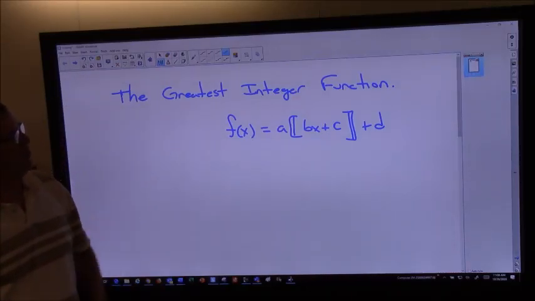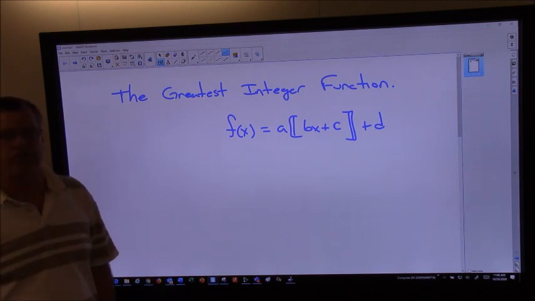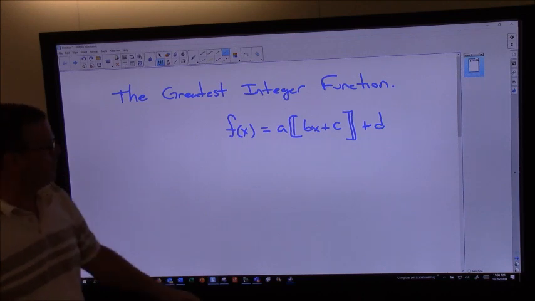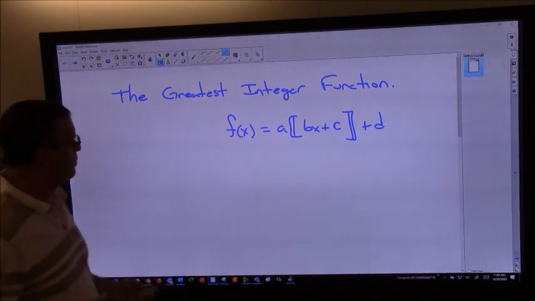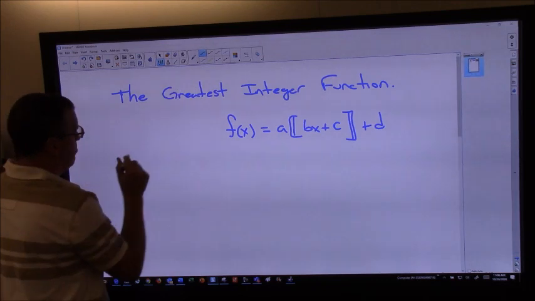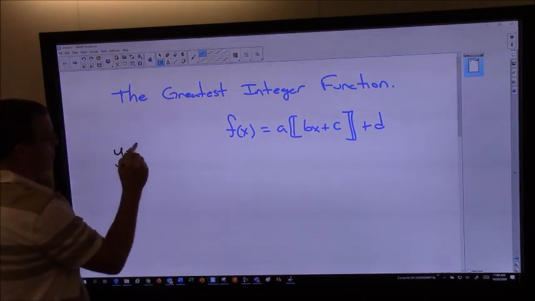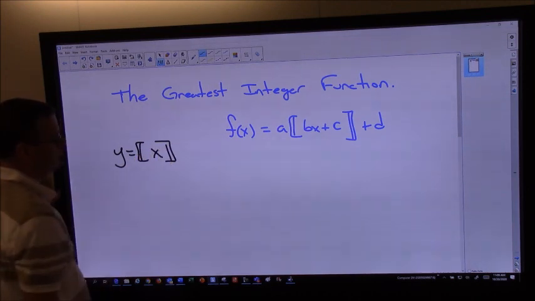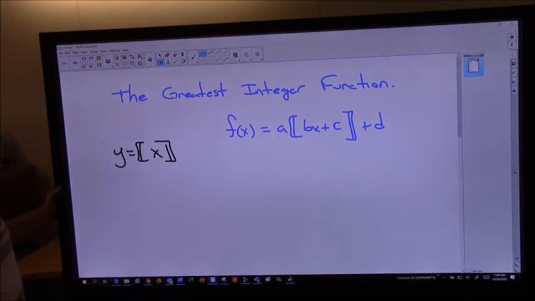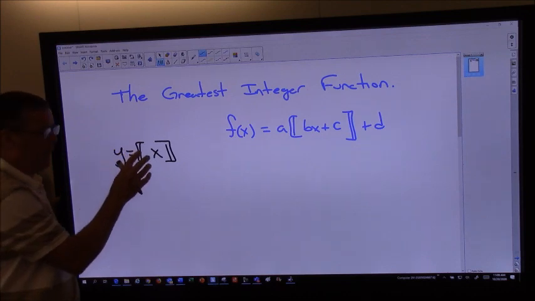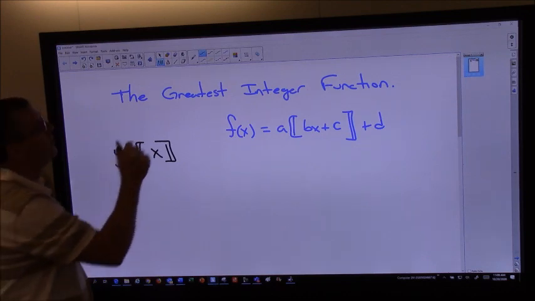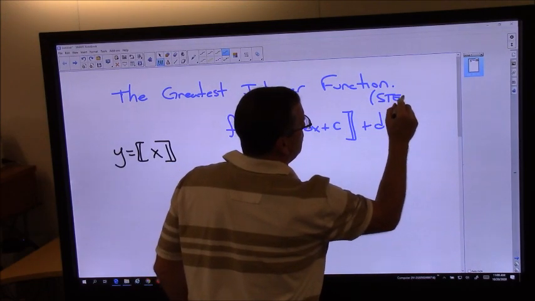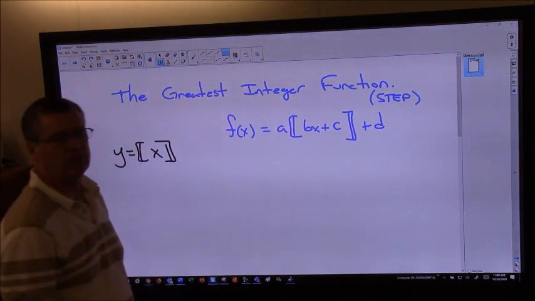So today we want to graph the greatest integer function. And this is something we haven't done before, so we don't really even know what it looks like. So today it's really important that we start with the parent function, y equals greatest integer function of x. A lot of times this is referred to as a step function because it looks like a set of stairs. Okay, it's a step function.